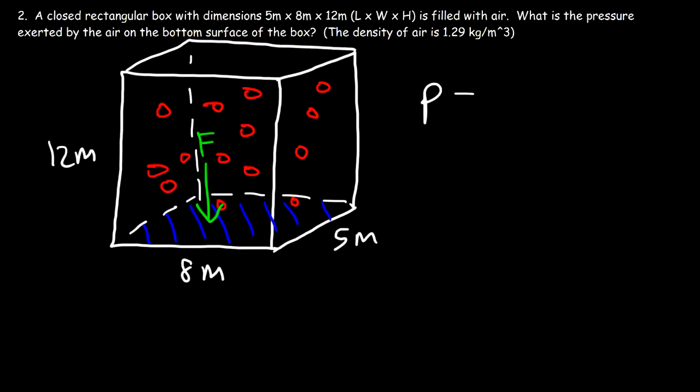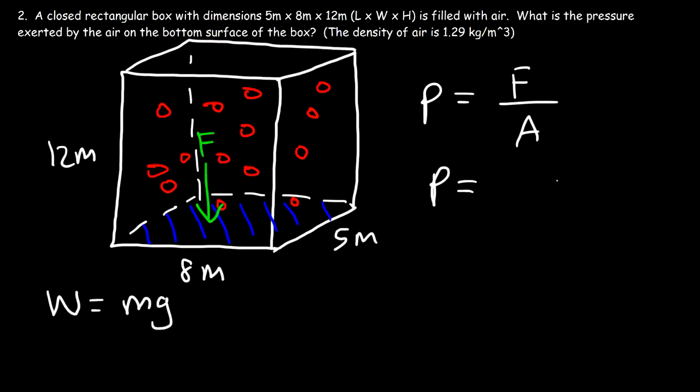Pressure is force divided by area. And the force is basically the weight force of the air. The weight of something is just, we know the weight is mg. So we can replace F with the mass of the air times the gravitational acceleration.